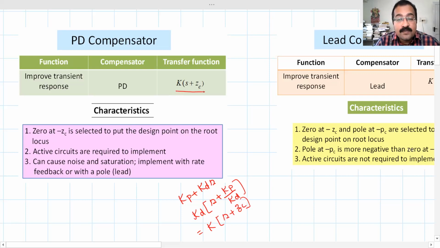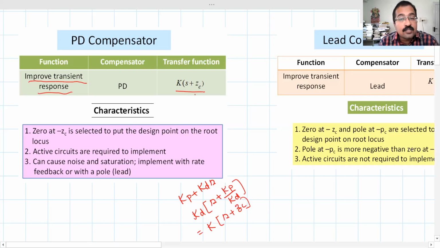That's how we are getting this transfer function, K into S plus ZC. Now, what does a PD compensator do? It will improve the transient response of a given system. Now, we know that any response consists of two parts: one is the transient part and one is the steady state part. The transient part is that part which dies out as t tends to infinity, so that at steady state, we are left with the steady state part. This PD compensator is used to improve the transient part alone.